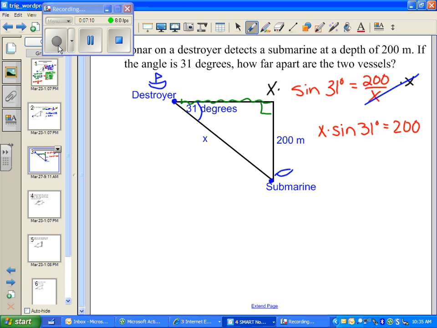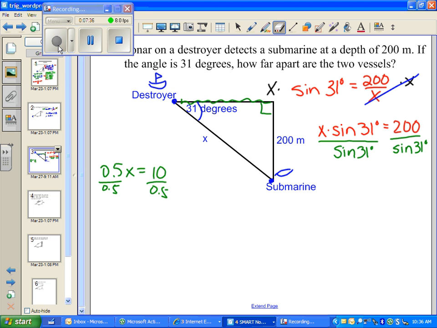X is still not by itself, so we're going to divide both sides by sine of 31. This is just like having a decimal times x. If I had 0.5x equals 10, to solve for that, I would divide both sides by 0.5. Same process. We're just trying to get x by itself. And we know sine of 31 is a decimal. When we do this, sine of 31 divided by sine of 31, a decimal divided by itself, equals 1, so the x is by itself.